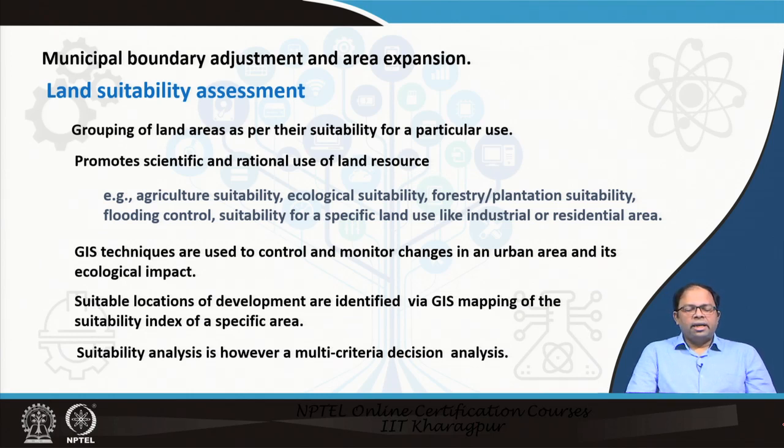We use GIS techniques, and usually GIS is the tool that is used to both control and monitor changes in an urban area. Using GIS, we can also determine what kind of ecological effects certain factors associated with an area can have. GIS in that way helps us to create both the maps and the databases which help us to take these decisions. Usually, we determine the suitable locations of development using GIS mapping, and what we map is actually the suitability index of a specific area.